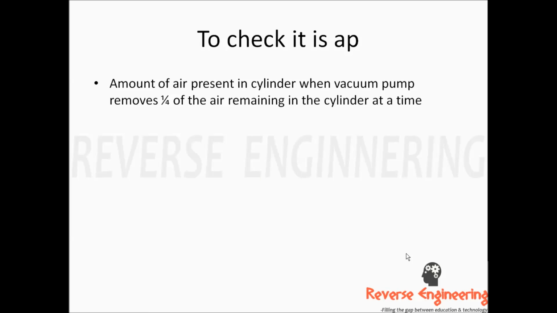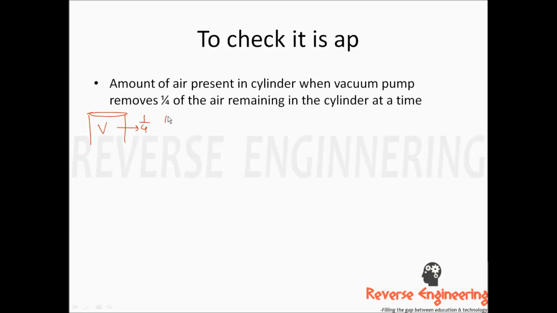We'll start today's lecture with the problem in which we have to check whether the given series is an AP or not. The problem is the amount of air present in a cylinder when a vacuum pump removes 1/4 of the air remaining in the cylinder at a time. Suppose this is a cylinder and from that cylinder the vacuum pump is removing 1/4 of the air present at a particular time. So initially suppose the air inside the cylinder is V.